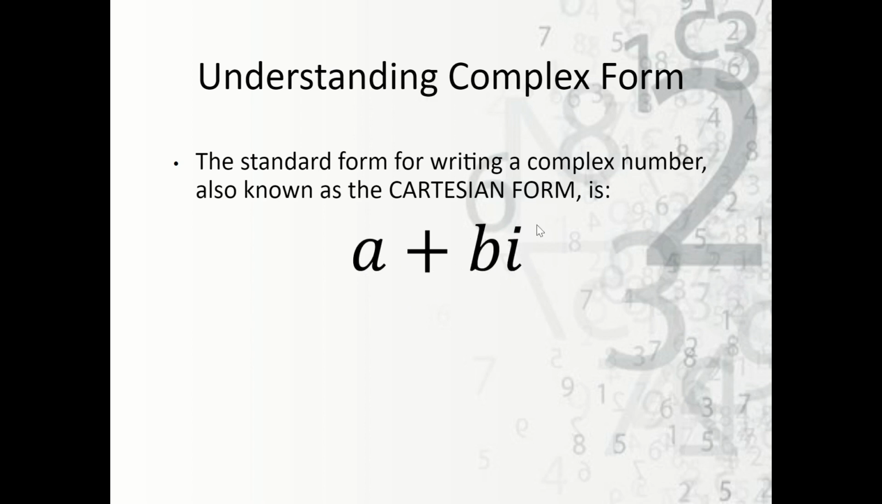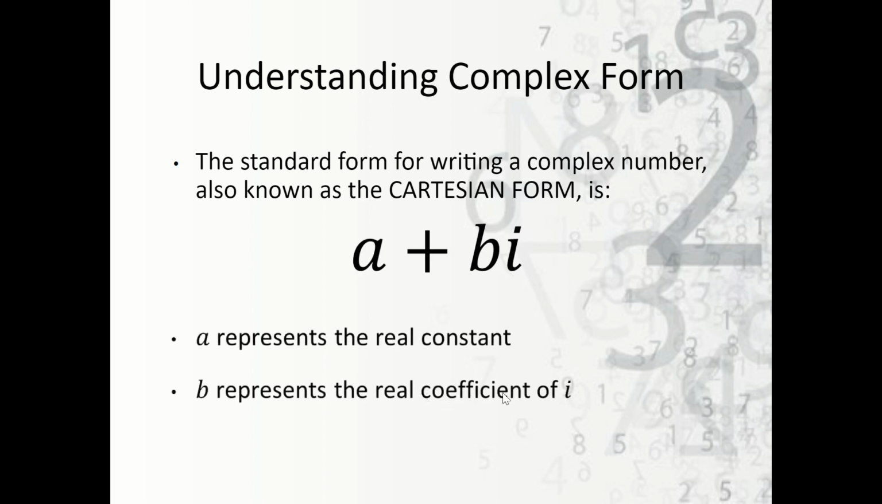And we can have multiples of them. So we could have 4i, which means there are 4 imaginary numbers. So we can look anything like this. a represents a real constant, b represents the real coefficient of i, and i represents the square root of -1.